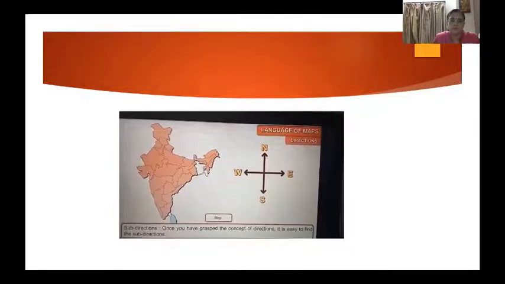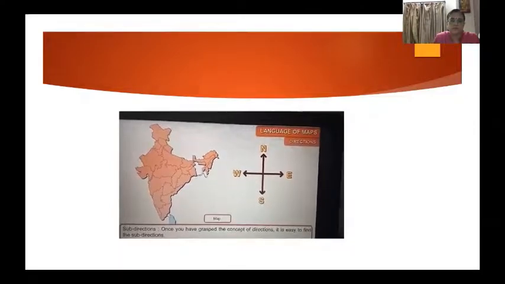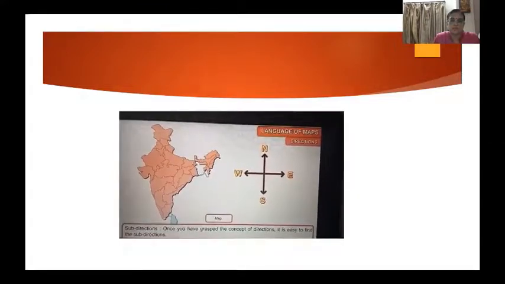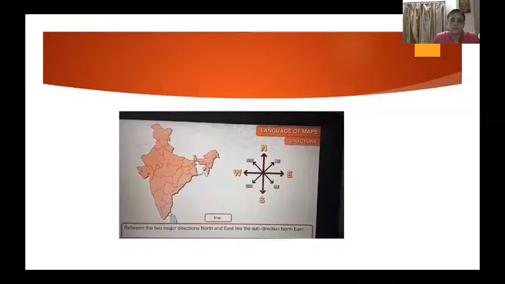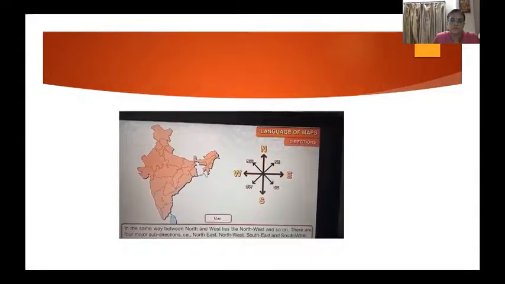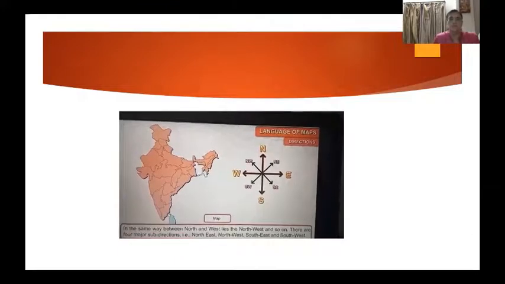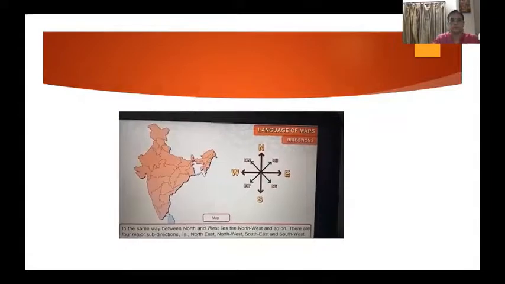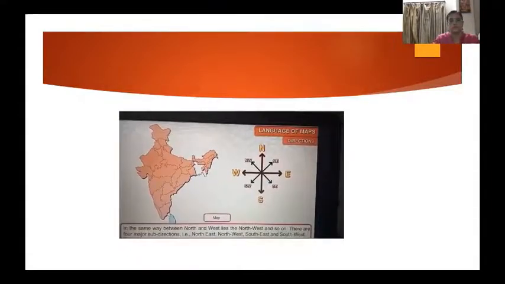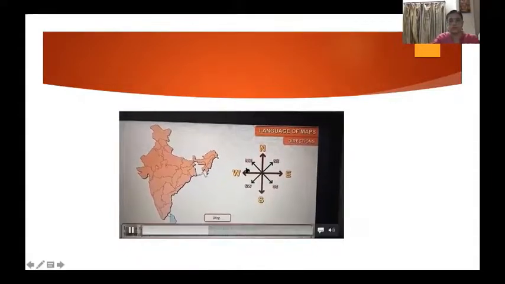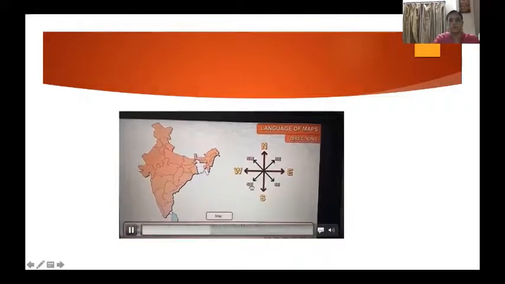Subdirections. Once you have grasped the concept of directions, it is easy to find the subdirection. Between the 2 major directions, north and east, lies the subdirection northeast. In the same way, between north and west lies the northwest, and so on. There are four major subdirections, that is, northeast, northwest, southeast, and southwest.